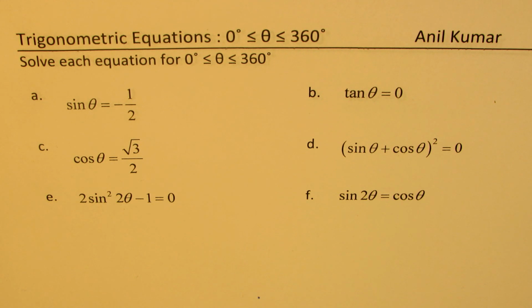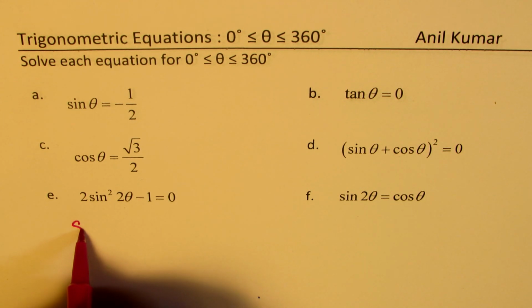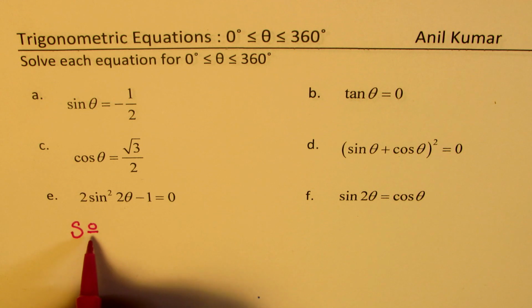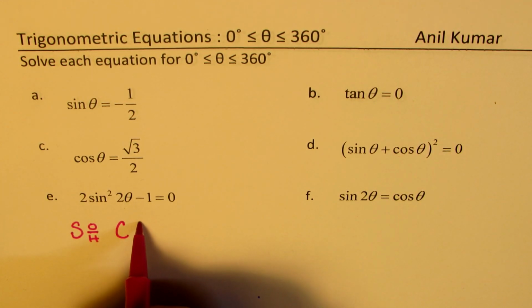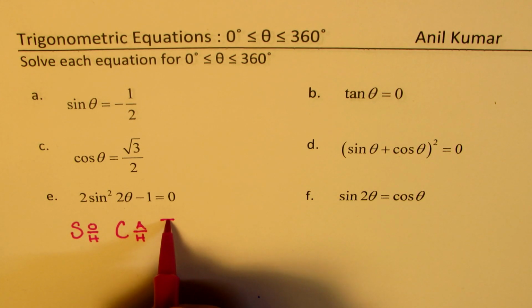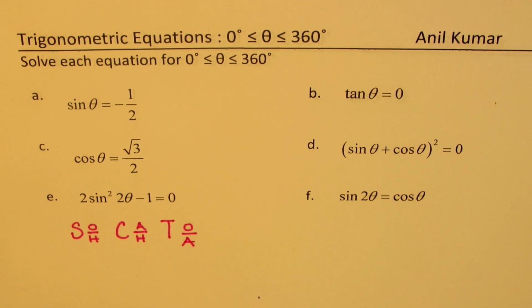Now, what is required to answer such questions? Few important things. We should know what is sine, cosine and tan. Sine is the ratio of opposite over hypotenuse. Cosine is the ratio of adjacent side over hypotenuse. Tan is the ratio of opposite over adjacent.